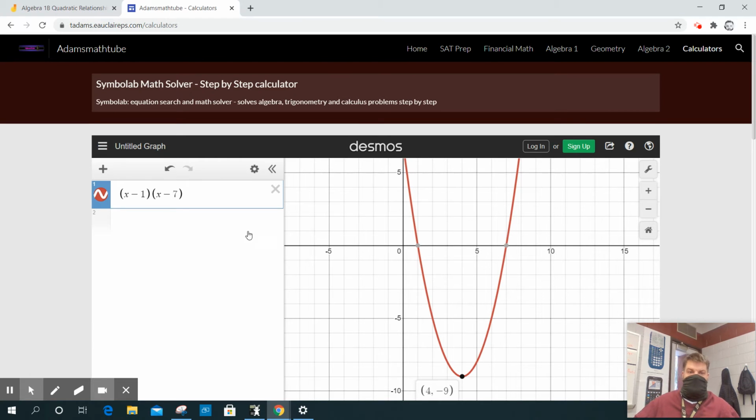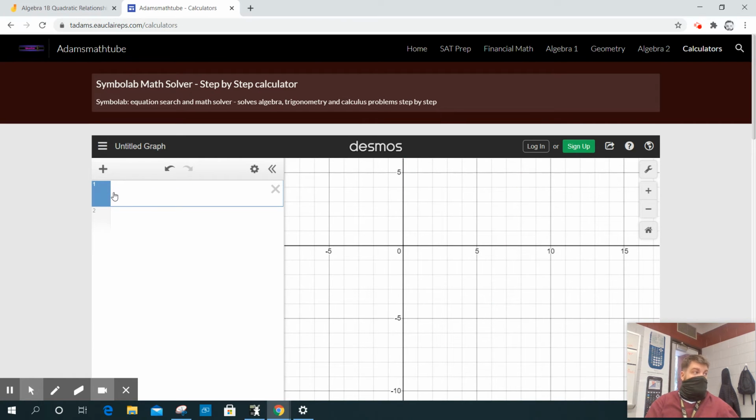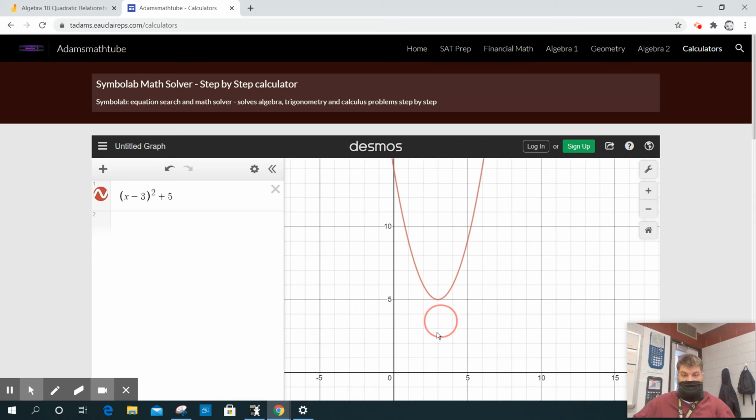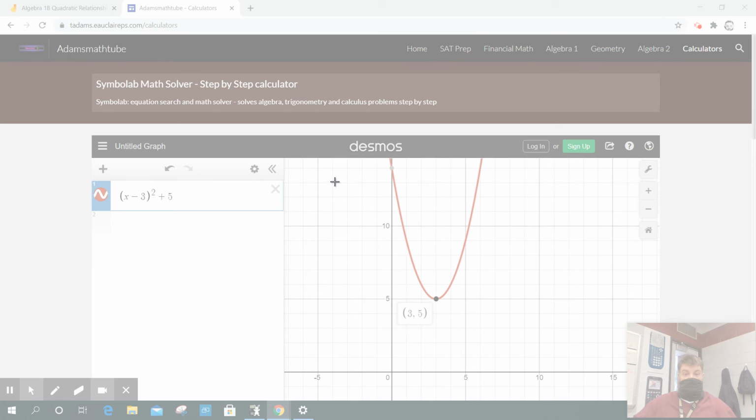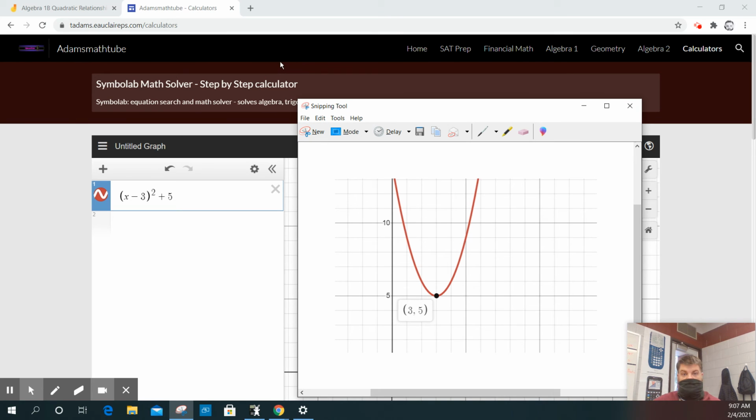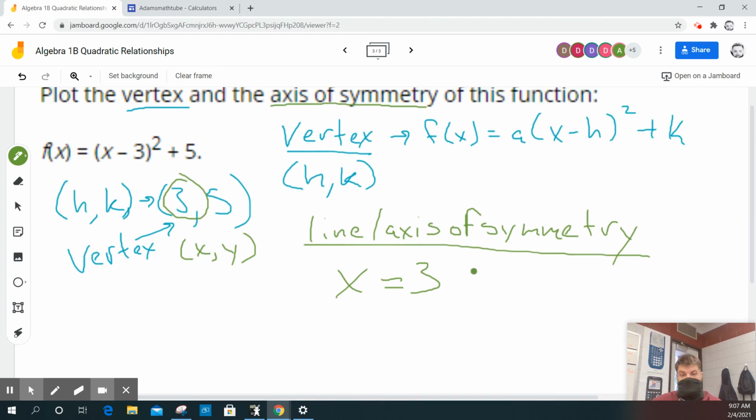So again, I'm going to go to the Desmos calculator. I'm going to plug in that function, x minus 3 raised to the 2 plus 5. And let me zoom out a little bit. And this is the actual graph. And sure enough, the vertex is at 3 comma 5. So let's take a little snapshot of that, and we'll incorporate that in our notes.